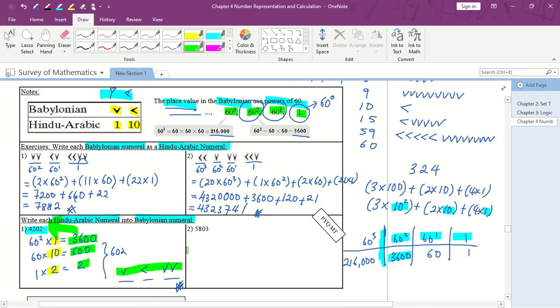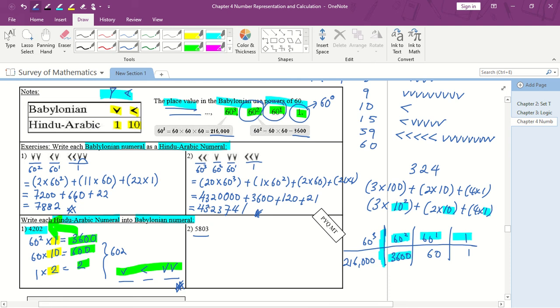So I hope you get the idea, that we try to use place value to find how many numbers in each place value are needed to form 4202 in this question. Okay, so if you're still thinking, what is that? It's okay, let's try the next question here.